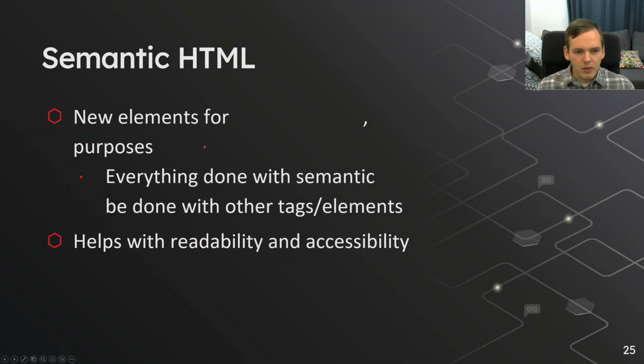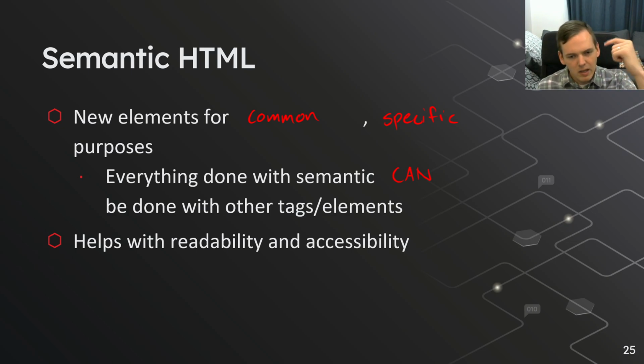Semantic HTML consists of new, very specific elements that are used for common but specific purposes. Everything that's done with semantic HTML can be done with other tags and elements. For example, we talked about divs a while back, and divs could be used to create sections where you say, this is an introduction section, this is a section with pictures. Some of what we're going to learn is, for example, how to replace that.